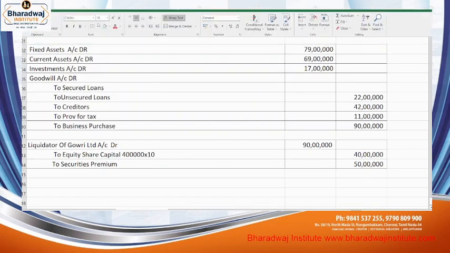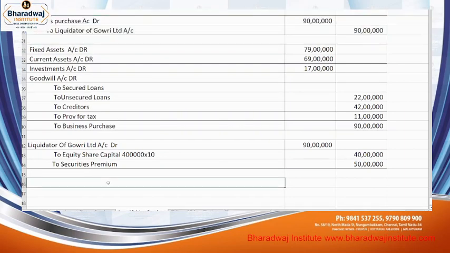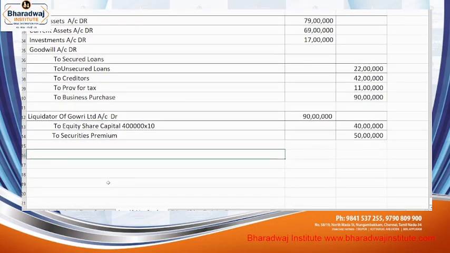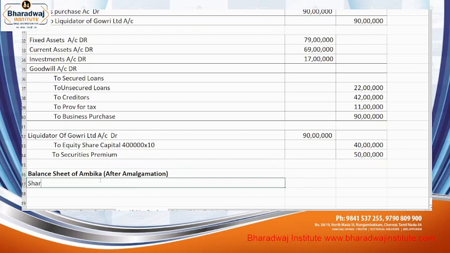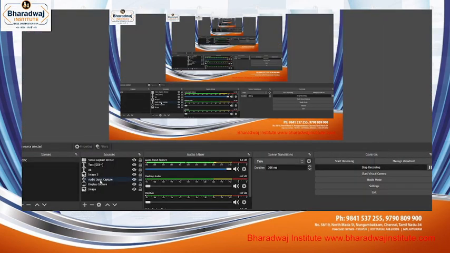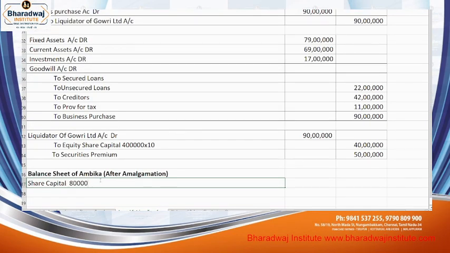Balance sheet, let us do it without a format. Follow the example format, just to verify your answer. Share capital. What is Ambika's share capital? Existing share capital, 80 lakhs. 80 lakhs plus purchase consideration 40 lakhs. How much?